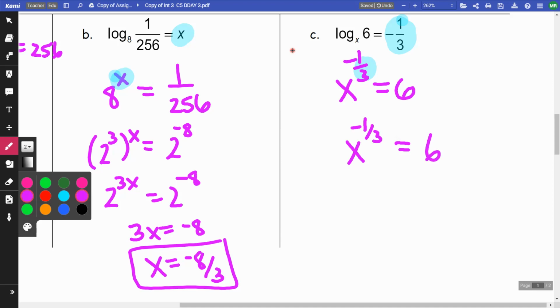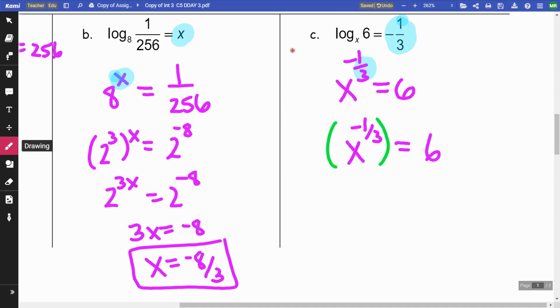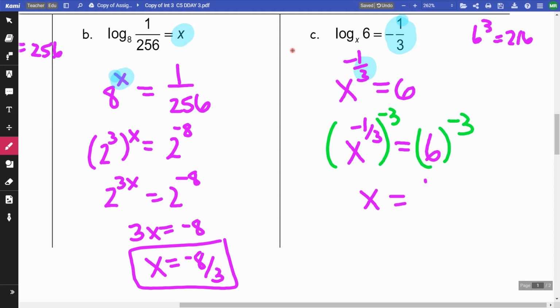So what I'm going to do is raise this to its reciprocal, which is a negative 3, and I'm going to do the same over here. And so when I do that, I end up getting x to the 1st, or just x, and 6 to the 3rd. 6 to the 3rd is 216. Let me just jot that down. So 6 to the 3rd is equal to 216. So this is going to be 1 over 216 as our answer.